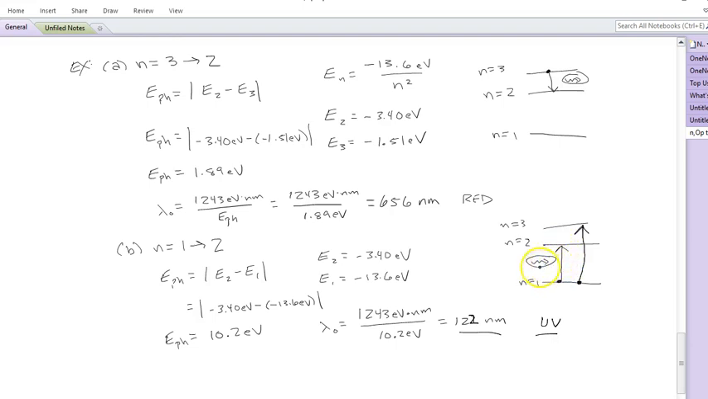Visible photons have less energy than ultraviolet, right? Visible photons have longer wavelengths, therefore smaller photon energies. So a ground state hydrogen atom cannot absorb visible light. Now, a first excited state atom can. It can absorb a photon going from 2 to 3, a visible photon, or 2 to 4, or 2 to 5, or 2 to 6.